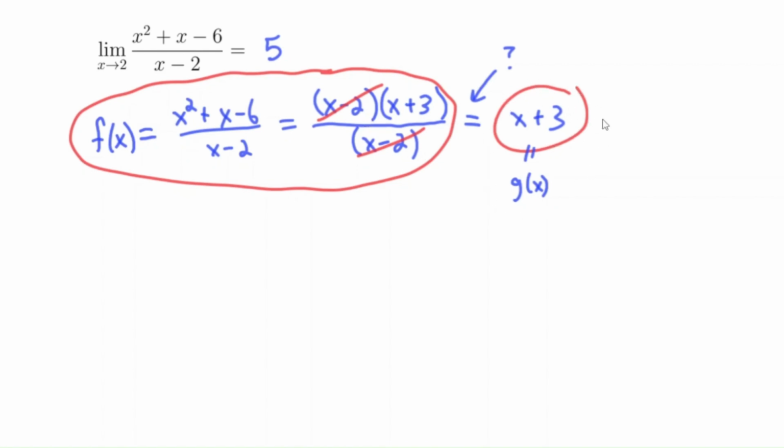Now, graphically, what's happening here? If we look at the graph of these, what's the graph of g of x look like? Isn't that just a straight line? It's of the form mx plus b, where the m is 1. The slope is 1. The b, which is the y-intercept, is 3. So the graph of this is just a straight line with a y-intercept of 3 and a slope of 1.